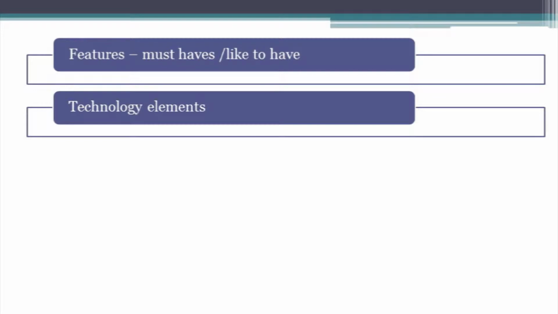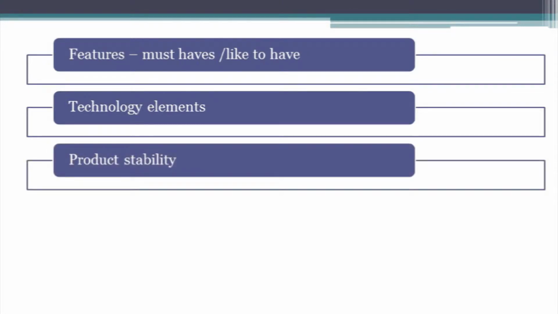The next important part is the technology elements. So what goes into the technology elements? Is it easy to use? Does it have flexibility? Does it have security? Does it have virus protection? Does it have the key information from a hardware, software, and applications perspective?